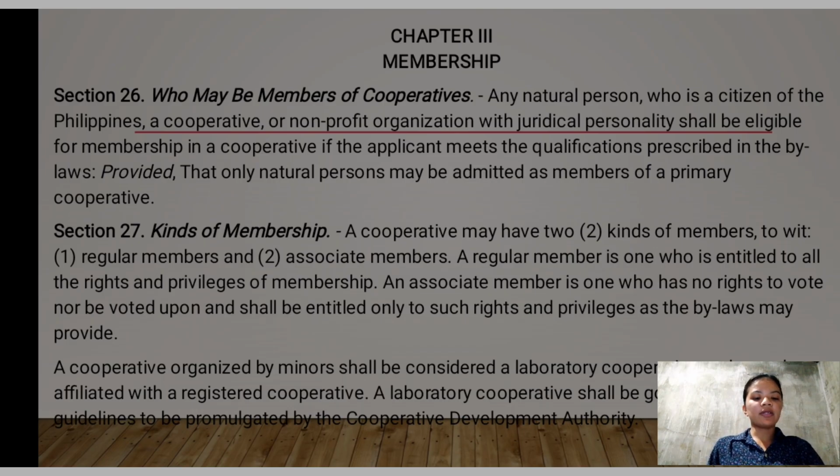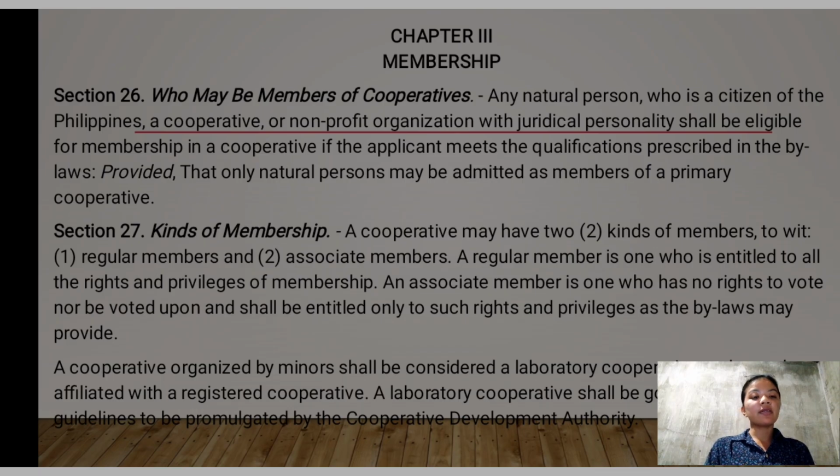Section 27, it outlines the kinds of membership in a cooperative. First, regular members. These members are entitled to all rights and privileges of membership, including the right to vote and be elected. Second, associate members. These members do not have voting rights or the right to be elected, but they are entitled only to the rights and privileges specified in the cooperative's bylaws.